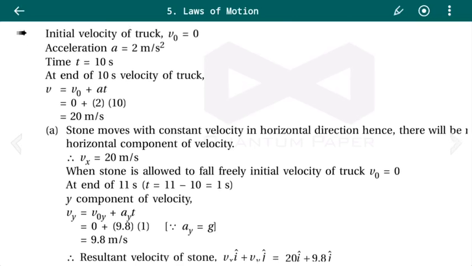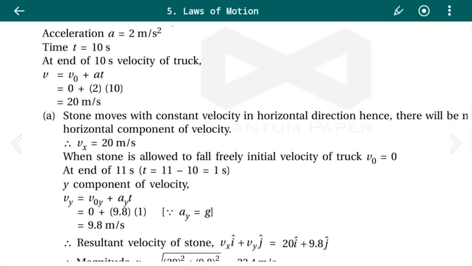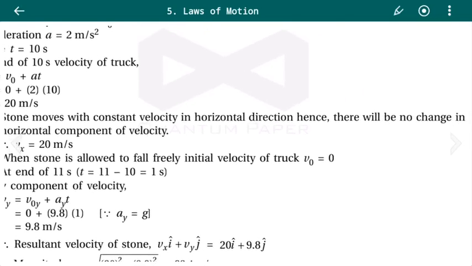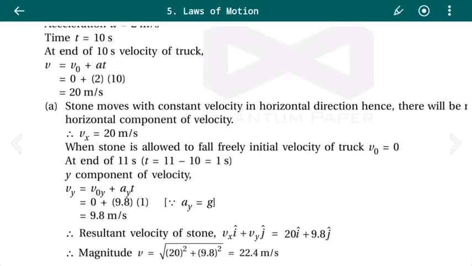Stone moves with constant velocity in horizontal direction, hence there will be no change in the horizontal component of the velocity. That we have already seen, that when any object is thrown, then its horizontal velocity will be constant and vertical acceleration will be constant. So Vx is equal to 20 meter per second.